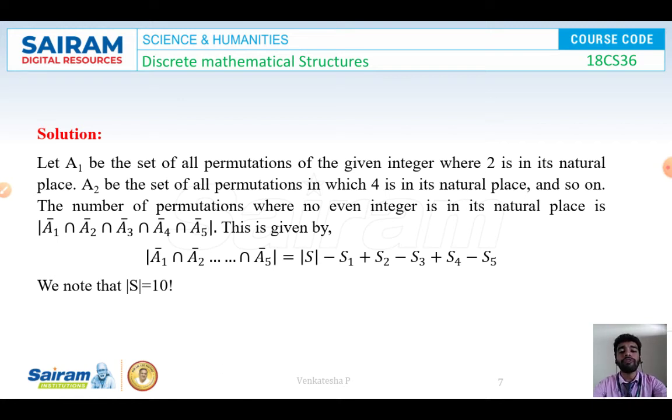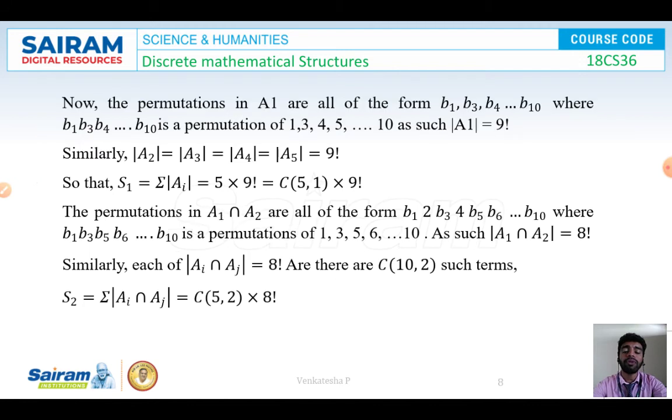To compute the value of S1, we have to compute the summation of order of Ai, right? So the order of Ai means it contains order of A1, order of A2, order of A3, order of A4, order of A5. Now I am going to assume that the event A1 is of the form B1, B3, B4 till B10, and it is given by the actual numbers 1, 3, 4, 5 to 10 except the even number 2 here. So it means that the order of A1 is given by 9 factorial.